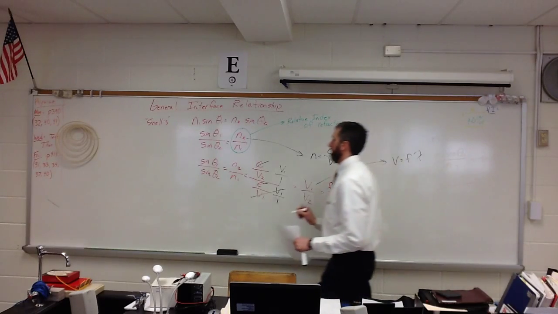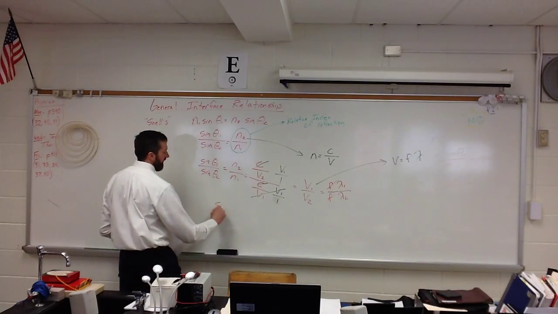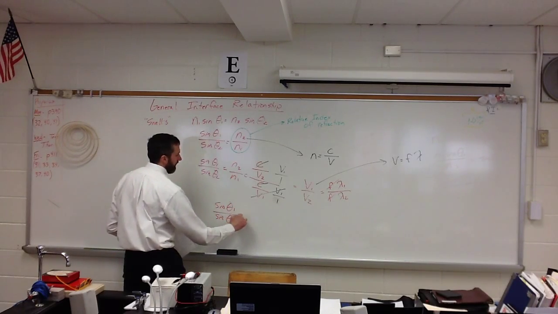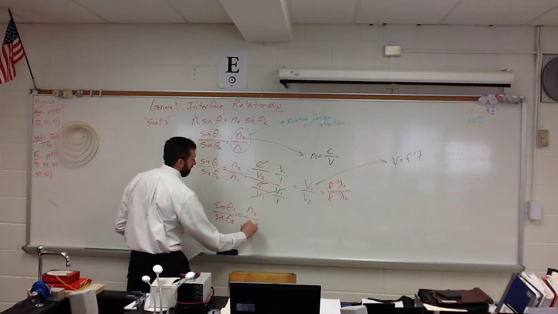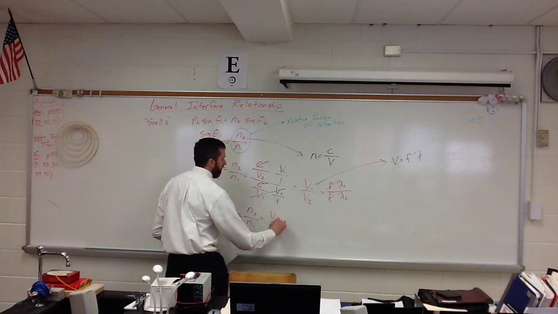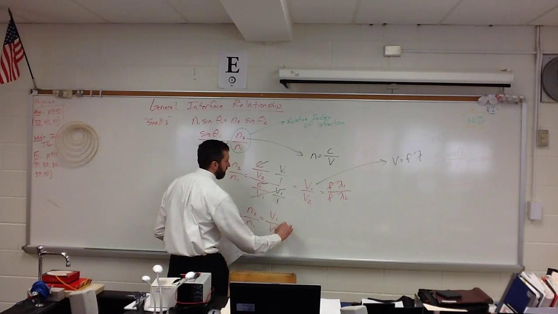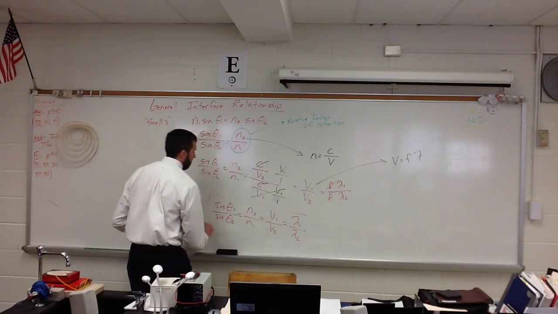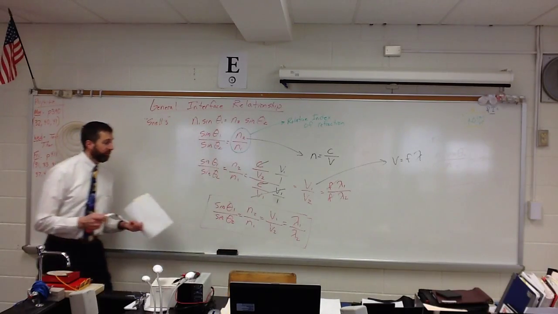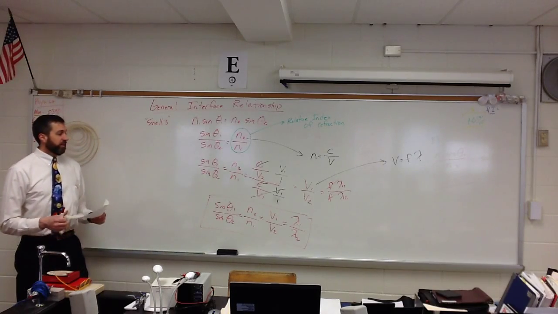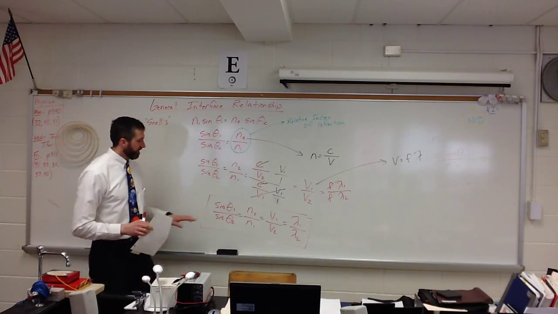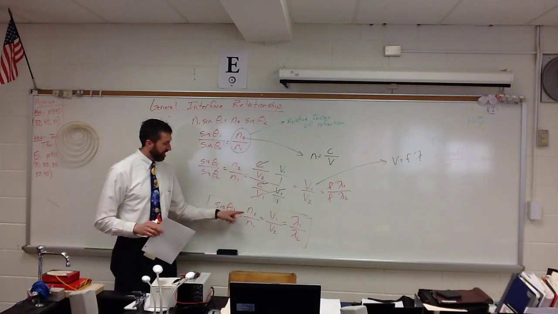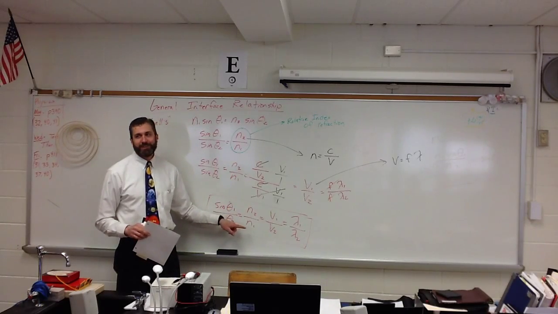So what you're left with is this. You're left with that the sine of theta 1 over the sine of theta 2 is equal to n2 over n1, which is equal to v1 over v2, which is equal to lambda 1 over lambda 2. This is what we call the general interface relation, what physics teachers call. And the only thing that trips people up is that it's always 1 over 2, 1 over 2, 1 over 2, except with the n's, and the n is 2 over 1. That trips people up.